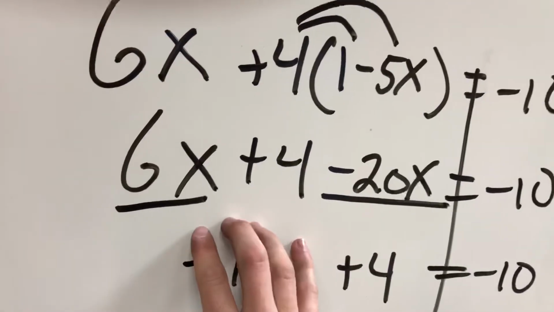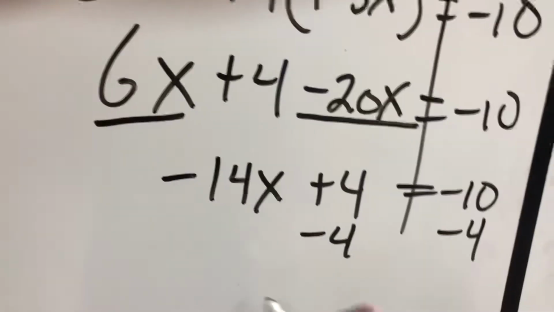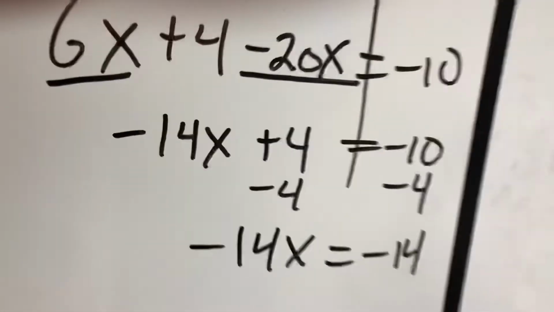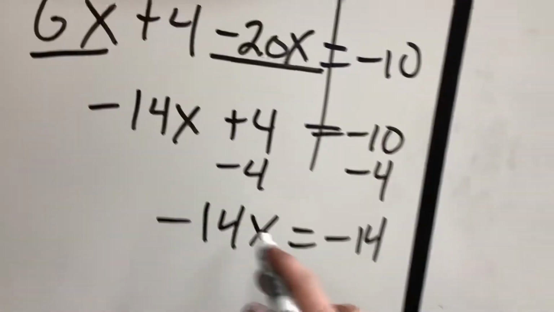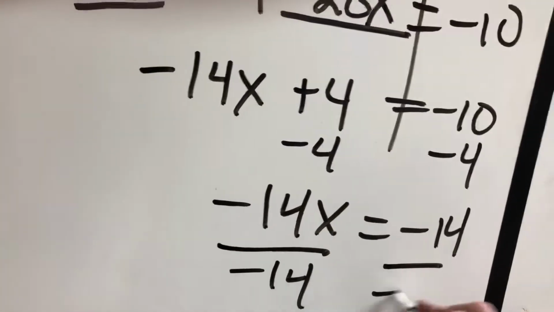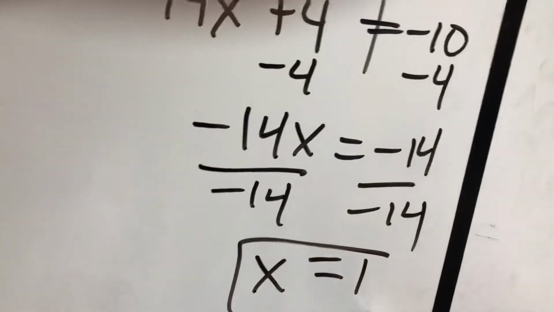I'm going to save the closer number till the end. So we'll subtract the 4 and get negative 14x is equal to negative 14. Negative 14x is multiplication, so I know the opposite is division, and x will equal positive 1.